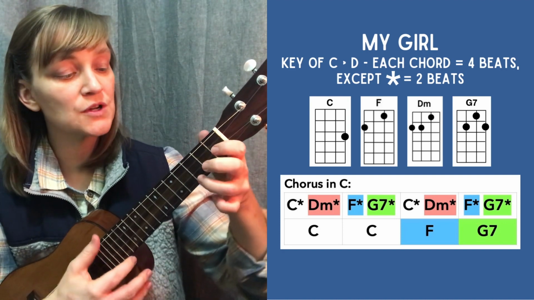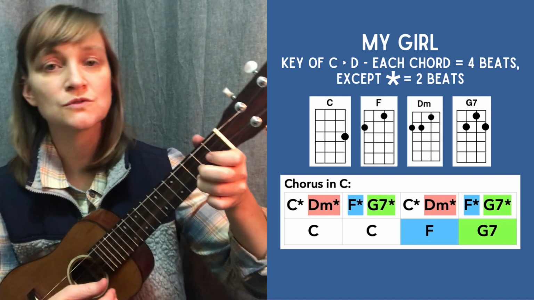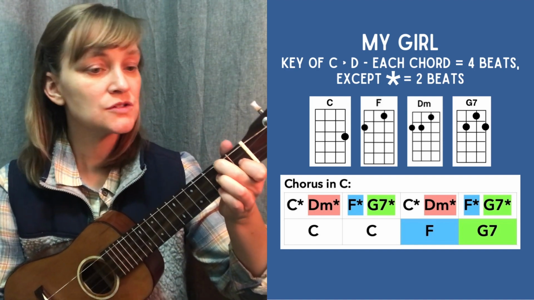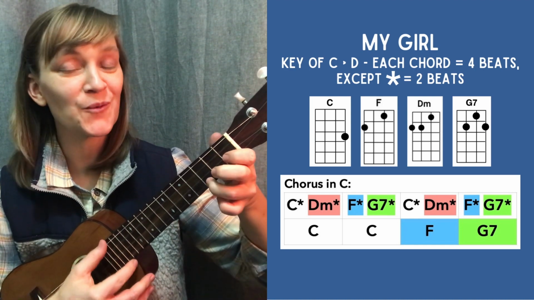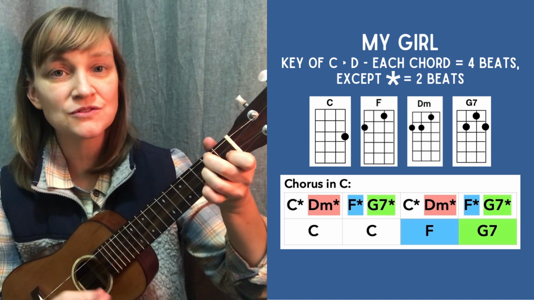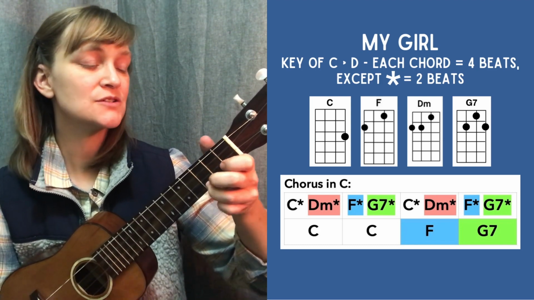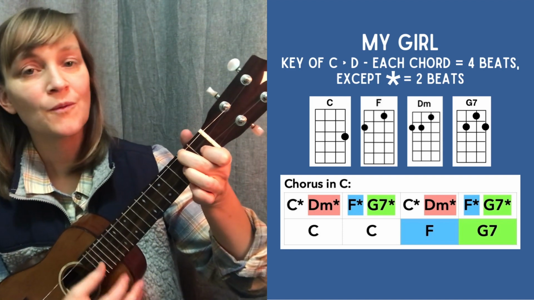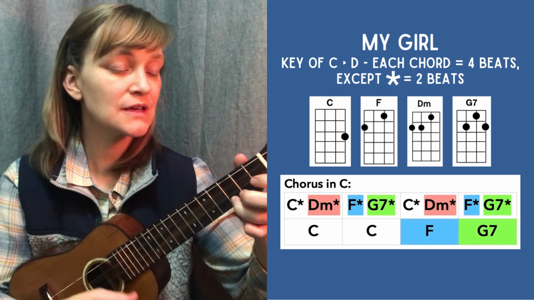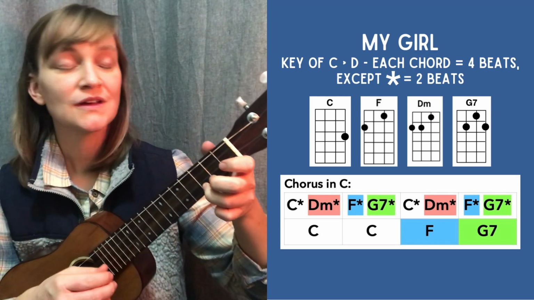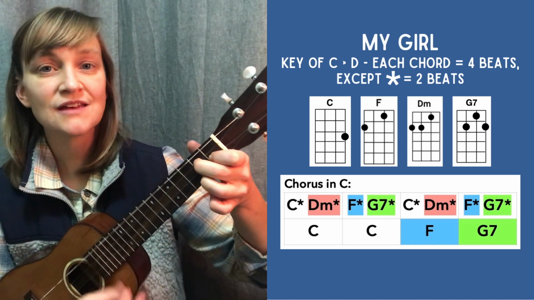And to round it out in the chorus, we end with 2 bars of C, then 2 beats of F, then G7. Try it all again, back to C, D minor, F, G7 again, and C for 2 bars, then F, then G7.